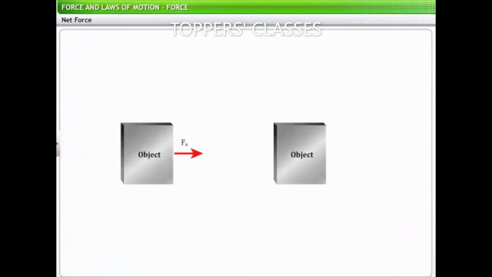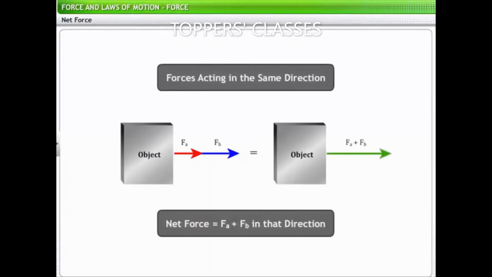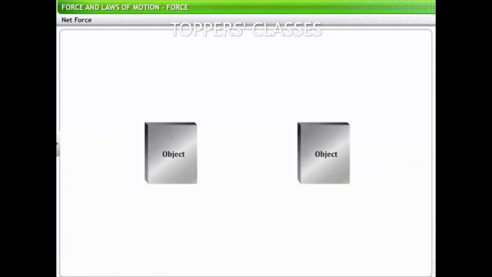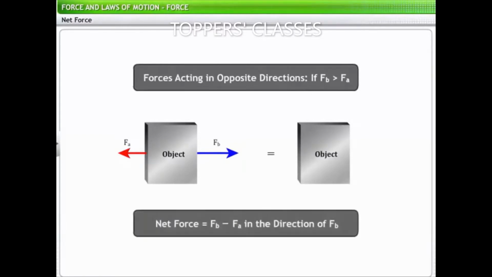If two forces, Fa and Fb, act in the same direction on a body, then the net force, Fa plus Fb, acts in that direction. In the same setup, if Fa acts in the direction opposite to Fb, and Fb is greater than Fa, then the net force becomes Fb minus Fa, and acts in the direction of the force with a greater magnitude, that is, Fb.